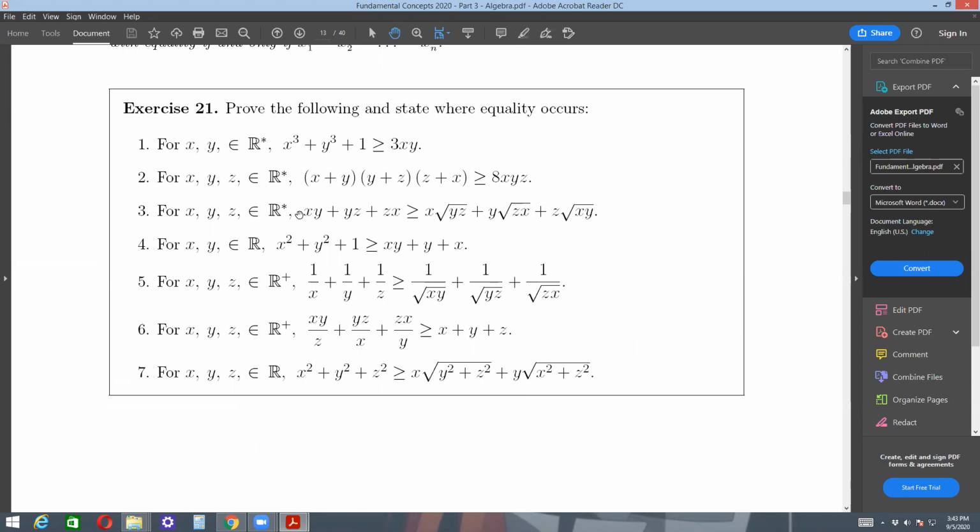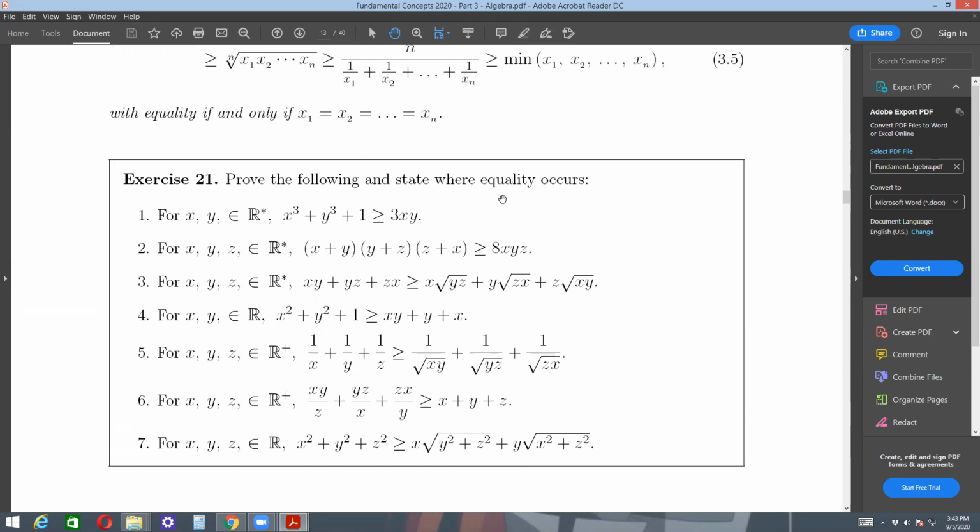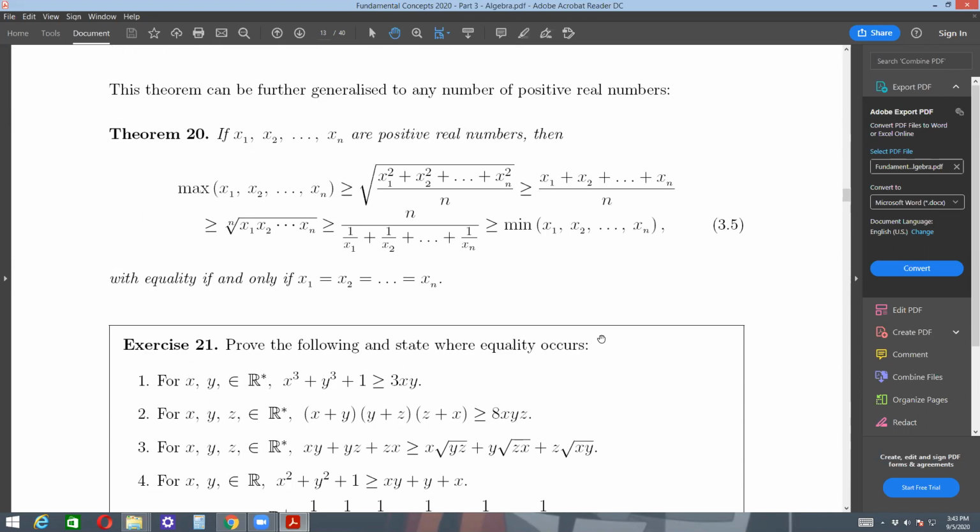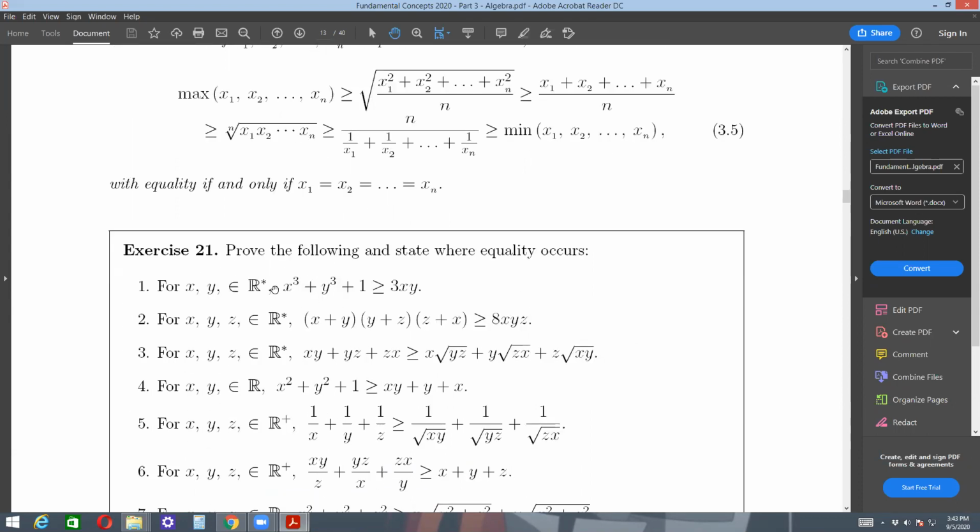Okay, so these are some exercise questions for you to try. Now you could use AM-GM in creative ways. So for example, in this one, I have x cubed, y cubed, and 1. I could take this as a, b, and c, and just take the AM-GM of these 3 terms together. And I will get the cube root of x cubed, y cubed, and 1, the product of those, which would work out nicely. So this is a straightforward one.